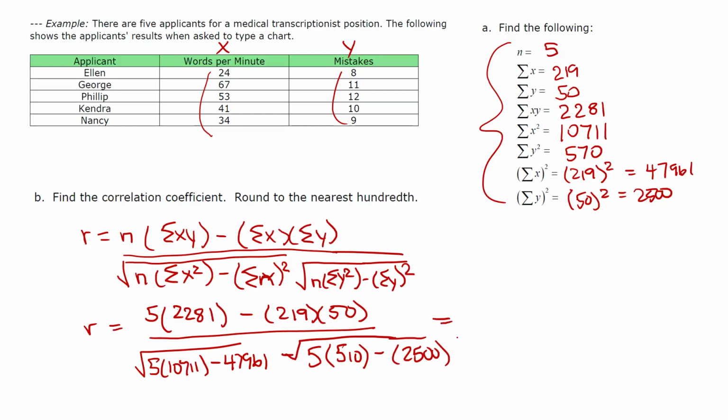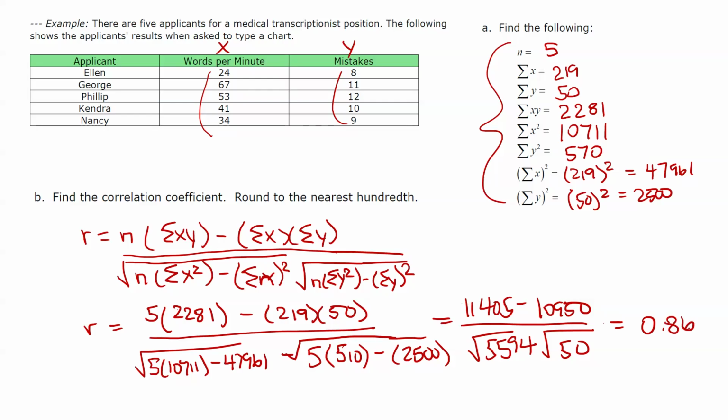Okay, when I simplify this some more, 5 minus 10,951, then I'll get 5,594, and I'll get 50, which equals 0.86. Okay, and that is R. Alrighty.